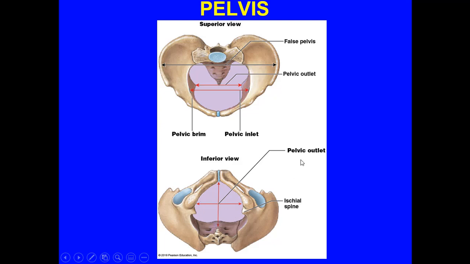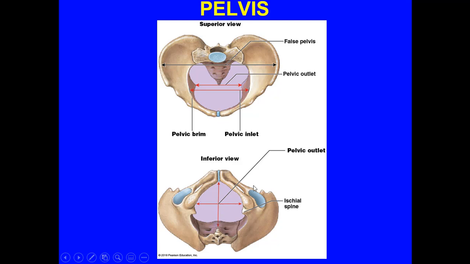Let us go through this. If you look at a superior view of the pelvis, you will have the area from pelvic brim to pelvic brim considered the false pelvis. The true pelvis is the area in here, the pelvic inlet. Now, this lower part is the pelvic outlet, all right? And of course, you have the pubic symphysis right here, which is just basically cartilaginous tissue.